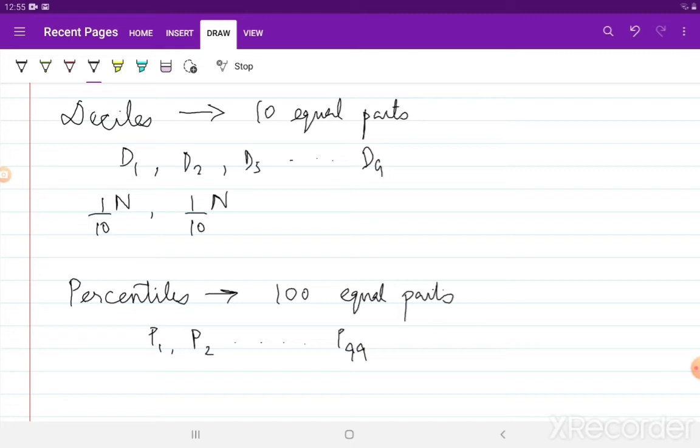So P1 is the value such that 1 by 100th of the total observations lie to the left of or lie below the value P1. And P99 or the 99th percentile is such that 1 by 100th of the total number of observations lie above or are greater than the 99th percentile value.